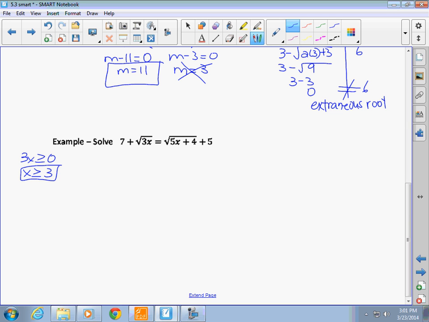Second restriction, 5x plus 4 greater than or equal to 0. So 5x greater than or equal to negative 4, divide by 5, x is greater than or equal to negative 4/5. So that is my second restriction. So now I need to solve.